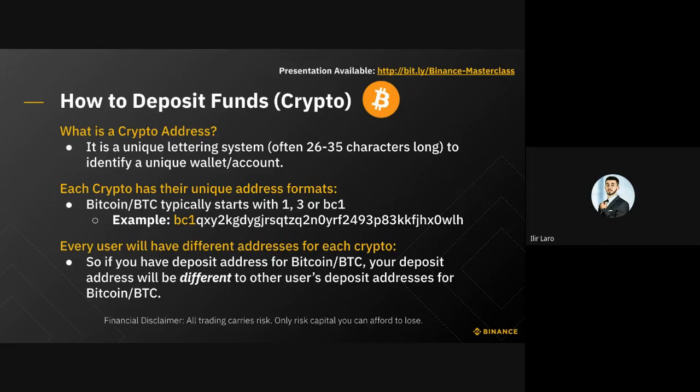Now, the second point is that each cryptocurrency has its own unique address format. Let's take Bitcoin, for example. Bitcoin, BTC, typically starts with 1, 3, or BC1. This is an example of a Bitcoin deposit address, and you can see here I've highlighted in 3 that this address starts with BC1. What this means is that this is a Bitcoin deposit address.